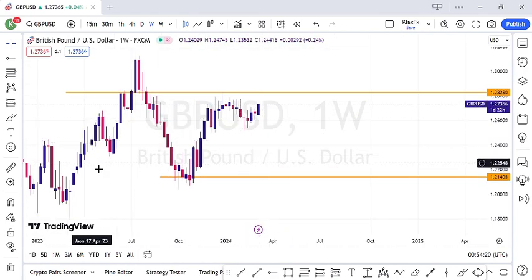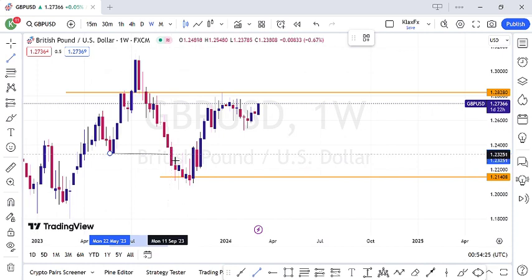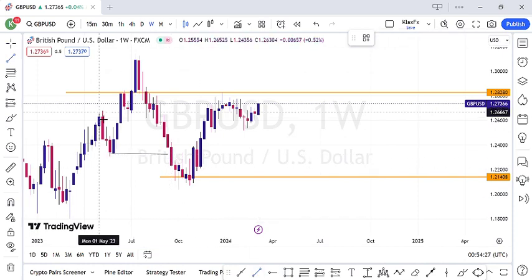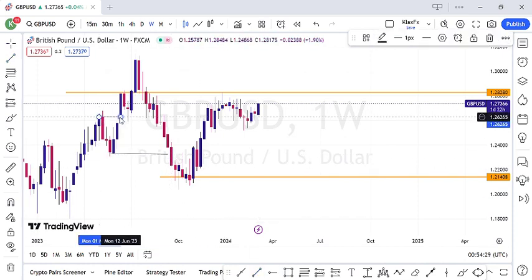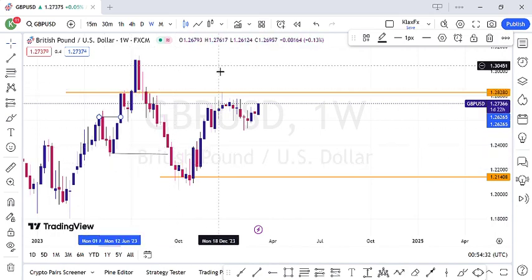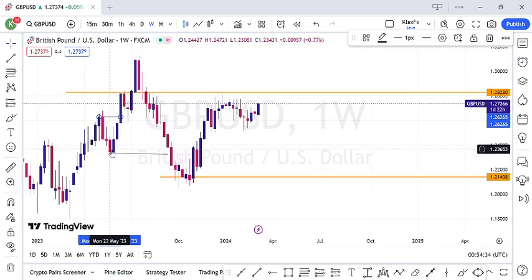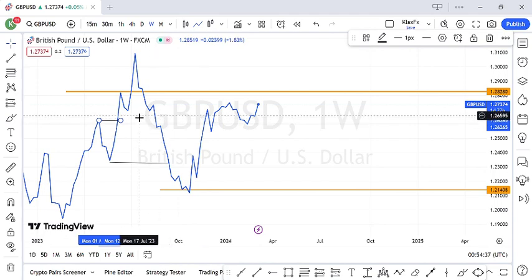I can see that there was a break of structure here to the downside, which is this break of structure, and there was a sweep of liquidity here. So this makes this a QM formation. Okay, so I have a weekly break of structure. If I turn over to the line chart, you can see it clearly.